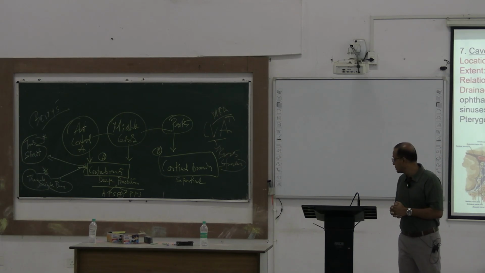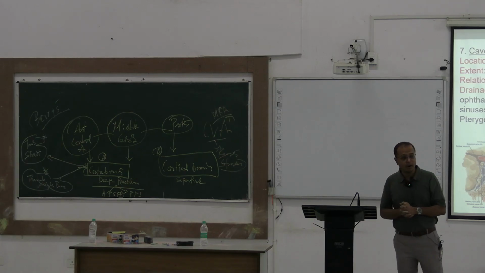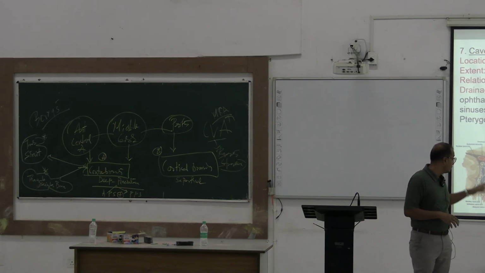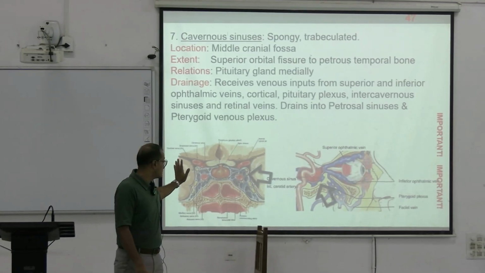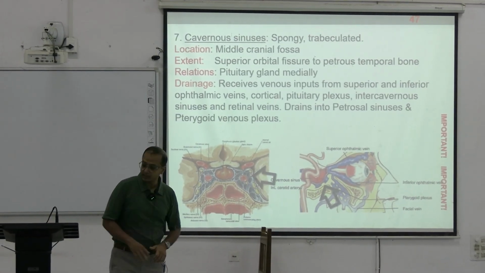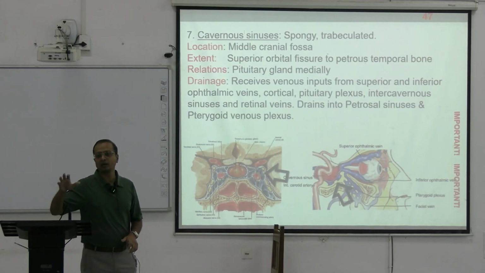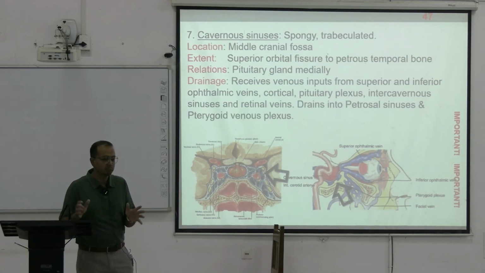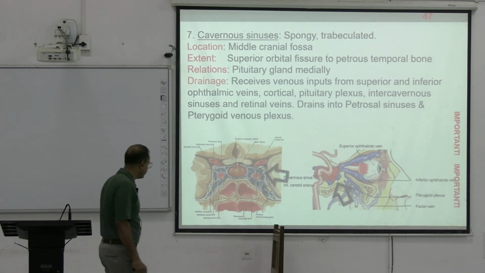So this is in a nutshell the blood supply to the brain, and the venous drainage of the brain has already been covered. Special emphasis will be on this particular venous channel, which we call the cavernous sinus. Anything and everything about the cavernous sinus is important. So, that is it.